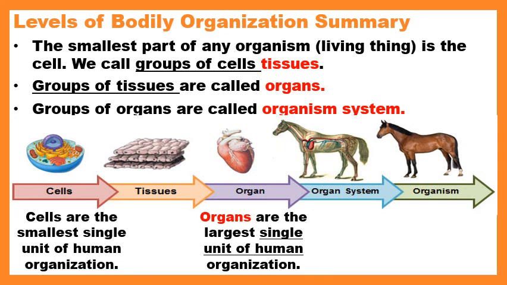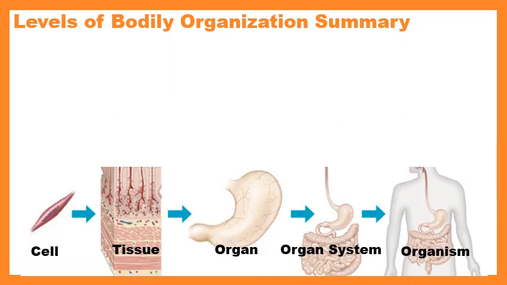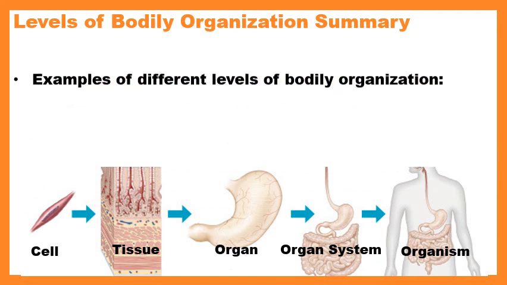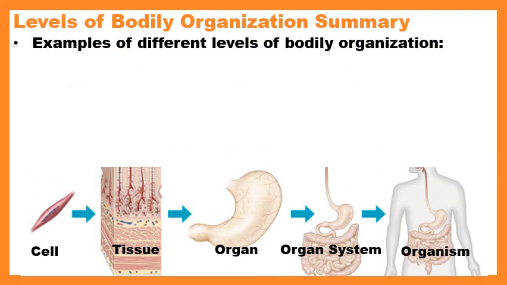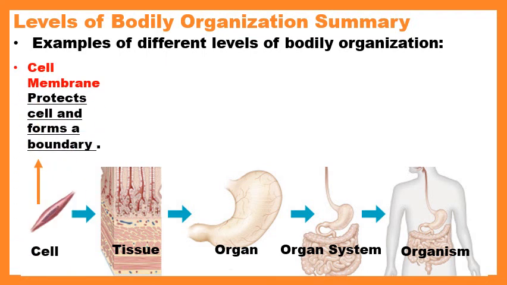So again, what you're looking at, this little system, is the levels of bodily organization from smallest, the cell, to largest, organism. All right, so again, I want to look at this in more detail, and I want to give you some examples of different levels of bodily organization. So let's start off with the cell. There are many different cells in our body, and please remember that inside of cells there are organelles.